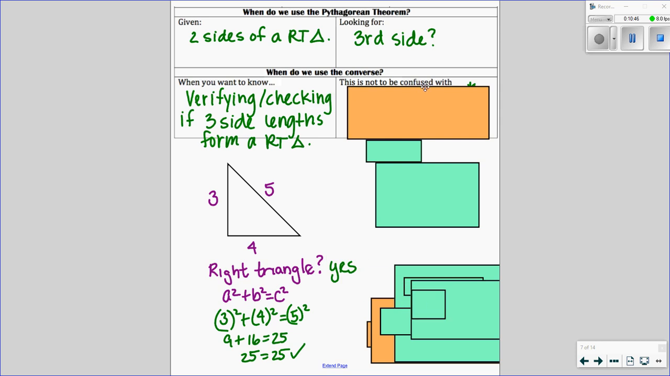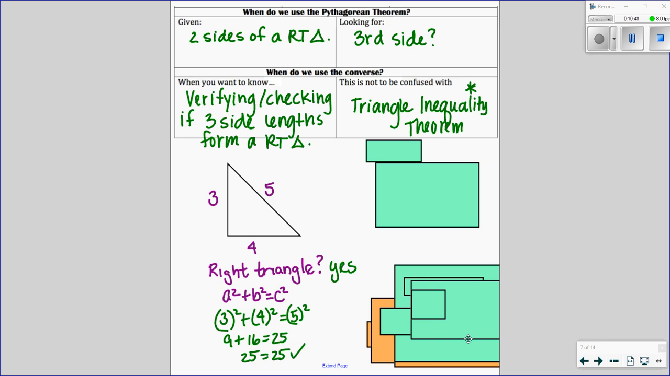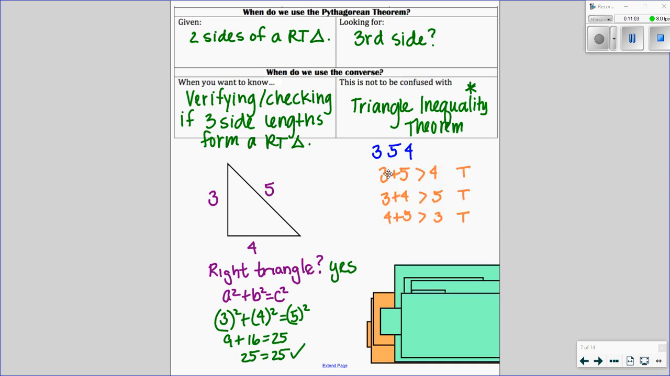And do not confuse this with the triangle inequality theorem. You learned this last year. Basically, it's when they give you three sides, and you have to figure out if you can use those three sides to make a triangle. And remember when we had to take two sides and make it greater than the third side, and then we do two other combinations and test it out. And in this case, since the sum of any two sides is greater than the third side, you can create a triangle using those sides.